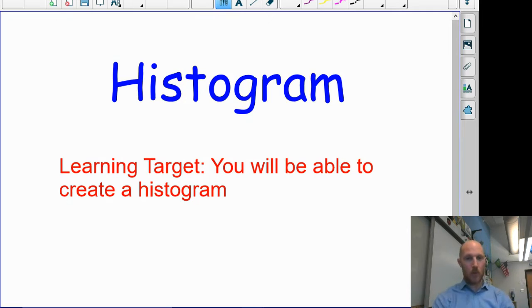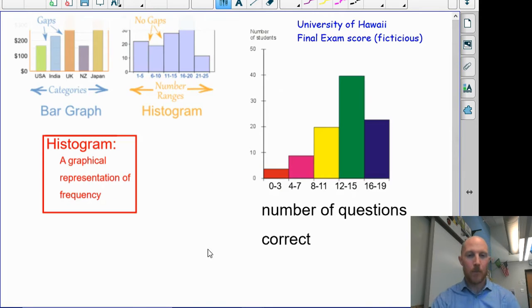Hey, well, welcome back, pre-calc. Today we're going to look at histograms, and our learning target is you'll be able to create a histogram. Okay, short version. A histogram is a type of graph. It looks similar to a bar graph.